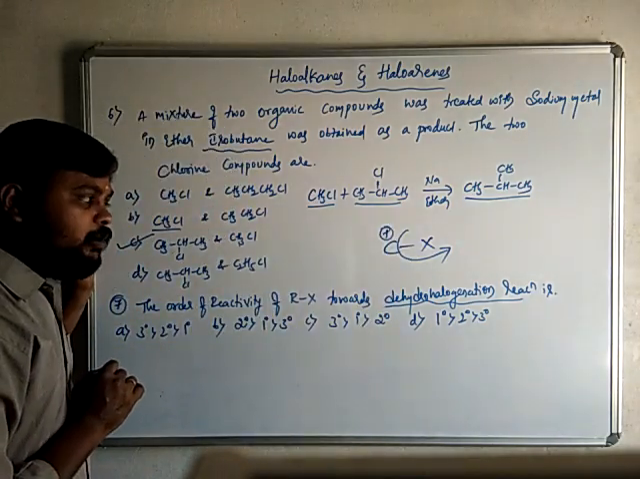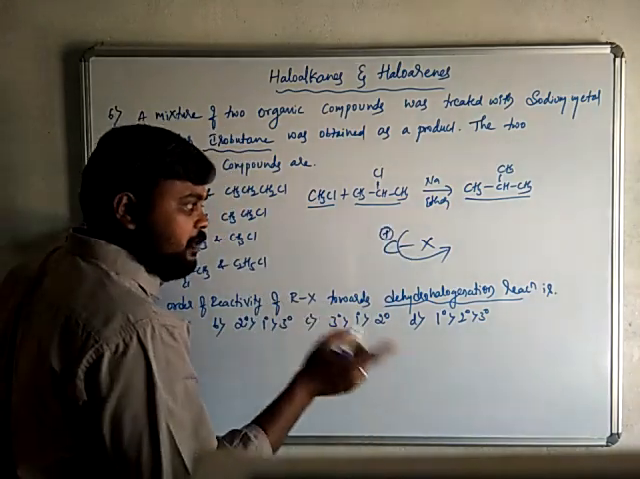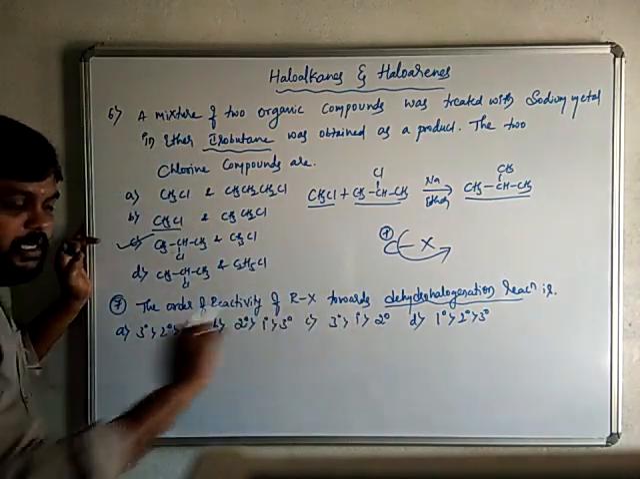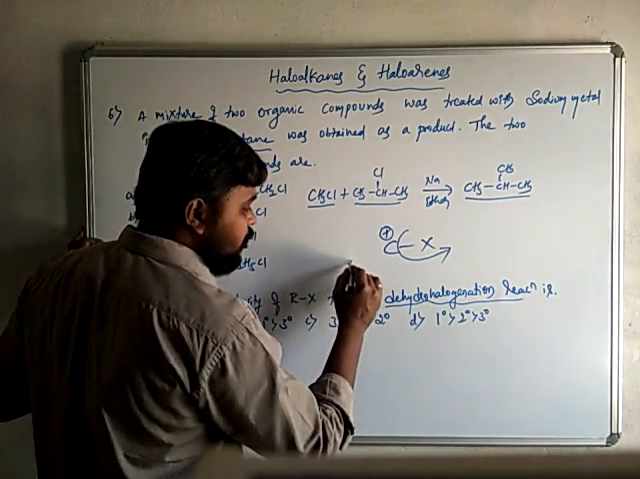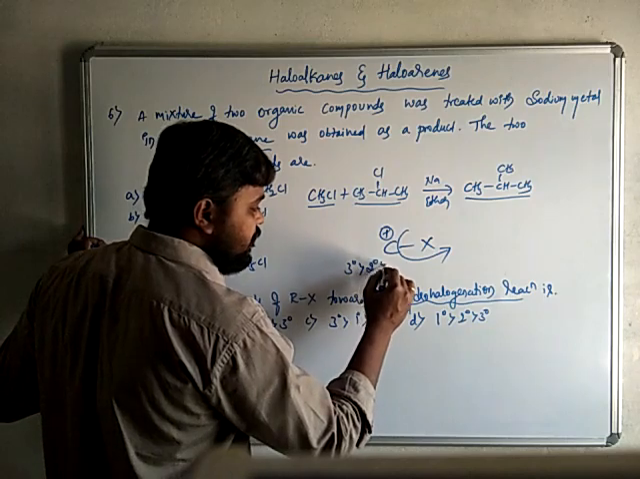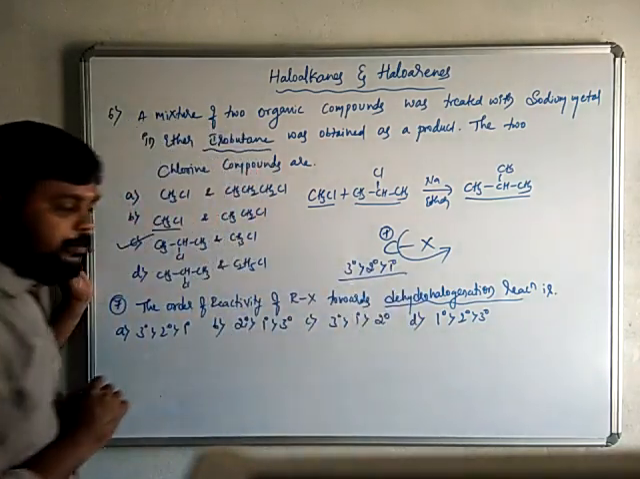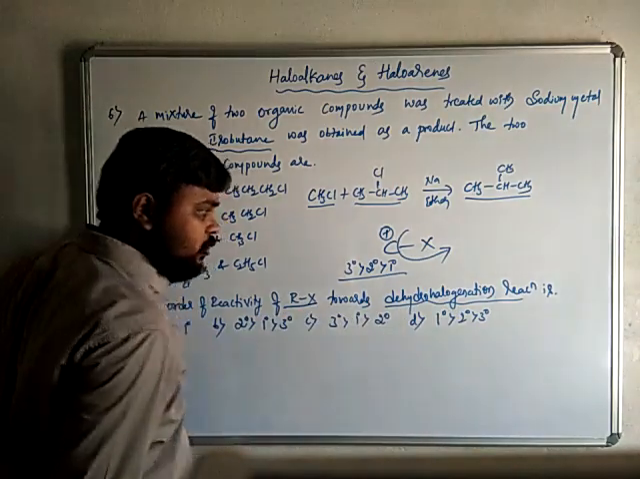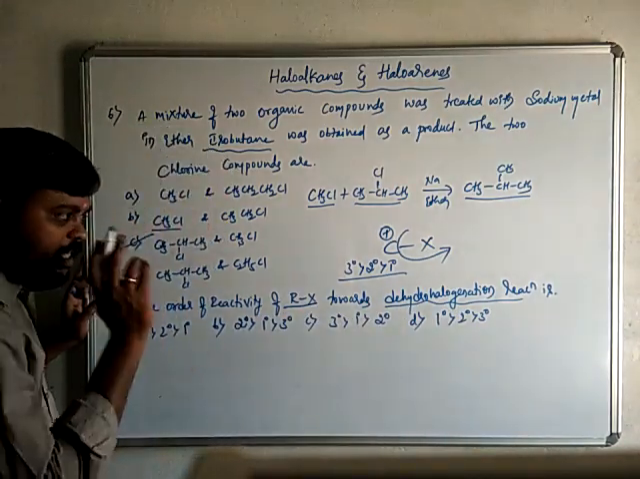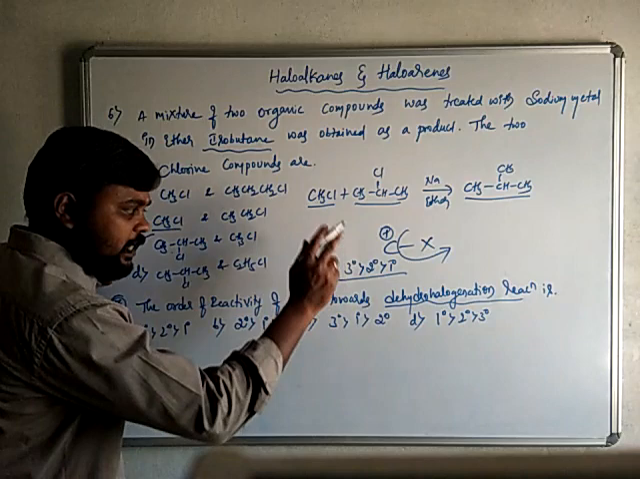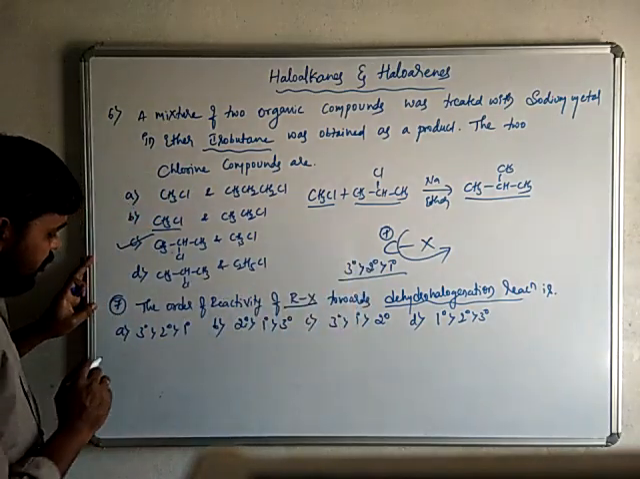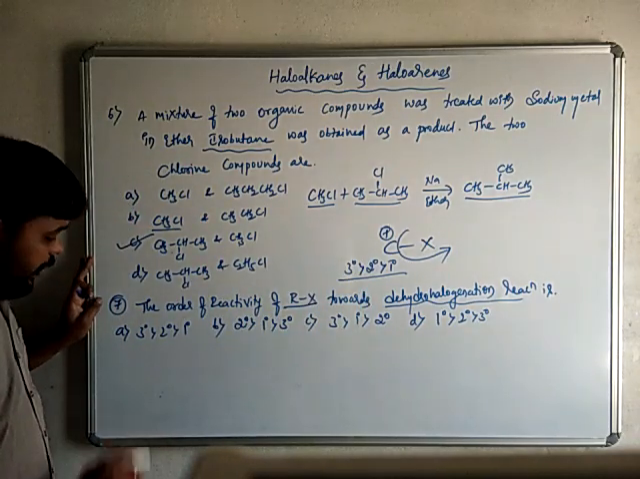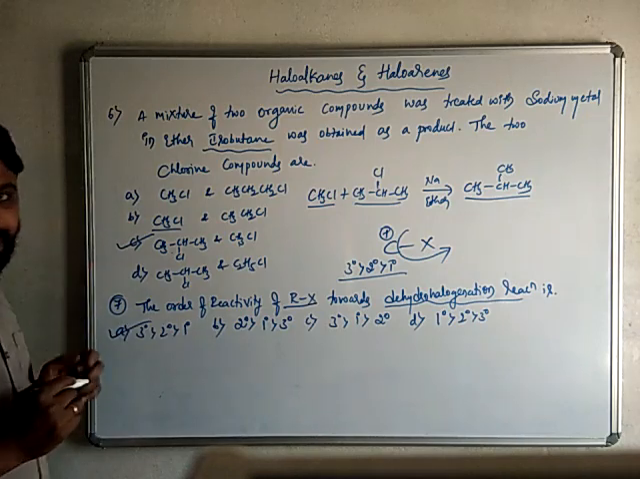If you remove X minus here, you will be getting a carbocation. Among all the carbocations, which carbocation is more stable? Benzyl carbocation, but it is not there here. So tertiary carbocation is more stable than secondary, and secondary is more stable than primary. Then the order of reactivity of alkyl halides towards dehydrohalogenation is tertiary more reactive than secondary, secondary more reactive than primary. So option A is the right answer here.